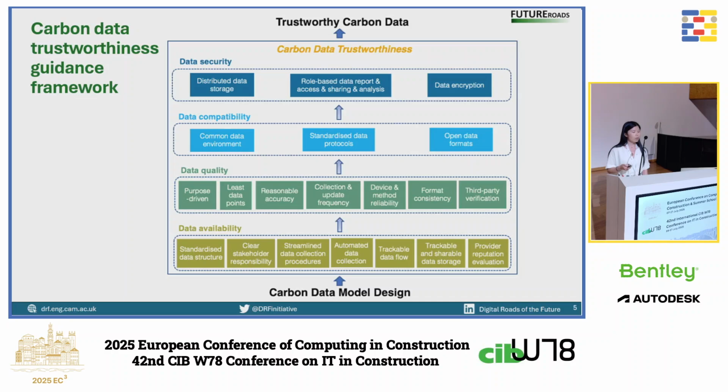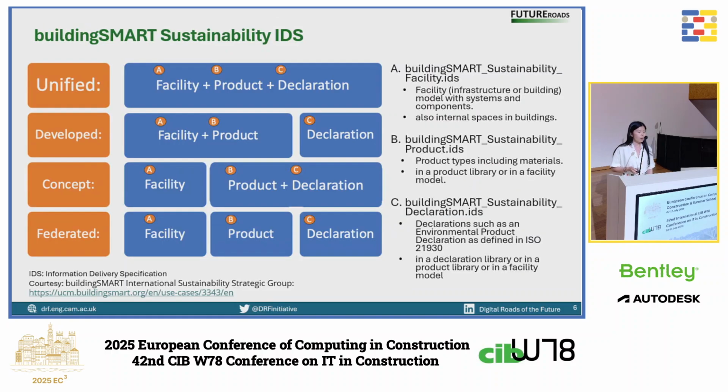So in the carbon data trustworthiness guidance framework, we proposed how we can increase the data availability, quality, compatibility, and security. And especially, we think a key part of it is to standardize the data structure. So to do that, we try to use the standardized data structure that we are using, especially OpenBIM. And this is what the buildingSMART Sustainable group have developed for their IDS.